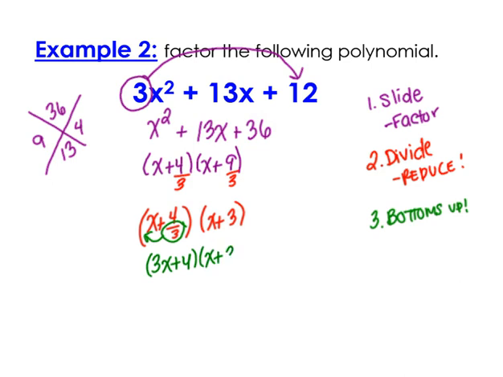and x plus 3. And if you remember back to when we factored the last set of trinomials, you can always multiply this back out and you'll see that you do get what we started with. So this is your final answer.